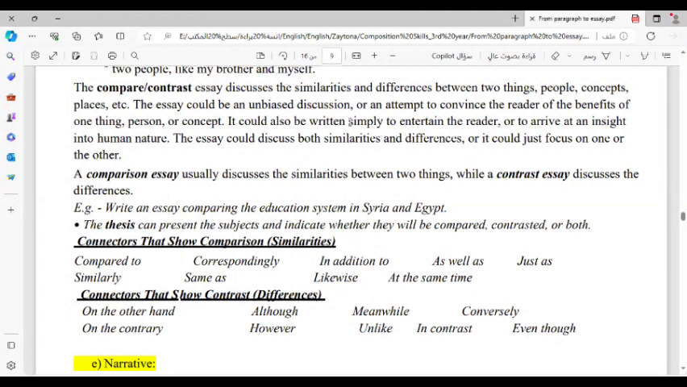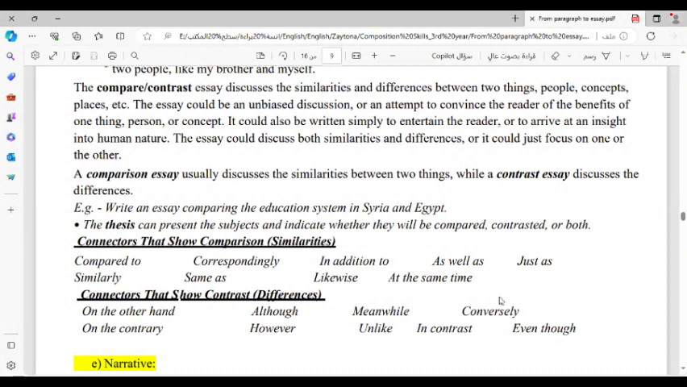So you will indicate whether it will be compared or contrasted. When I say compared, it means that here we will mention only the similarities, not the differences. When we say contrasted, for example, I will contrast the education system in Syria and Egypt, it means that I will talk about the differences between the systems, or maybe both, as we mentioned.